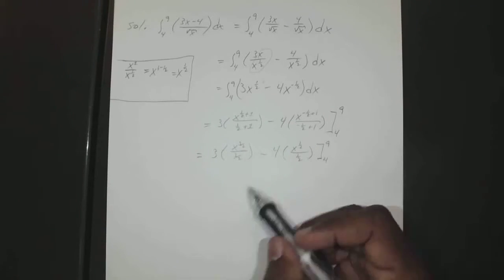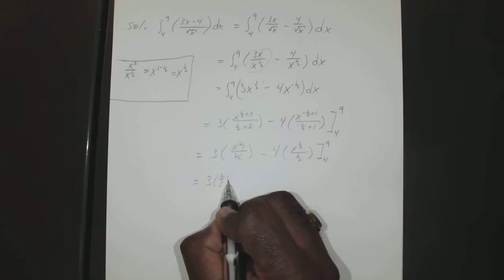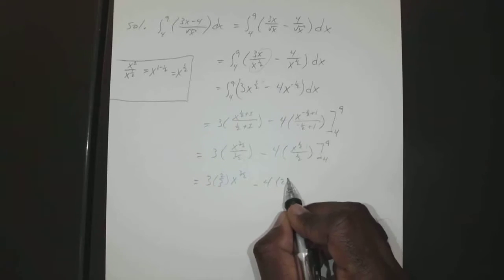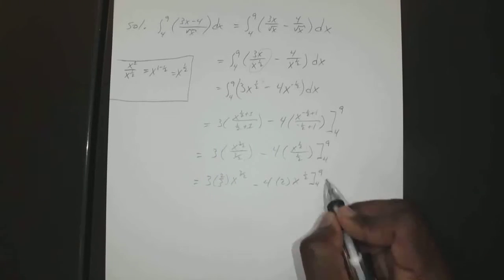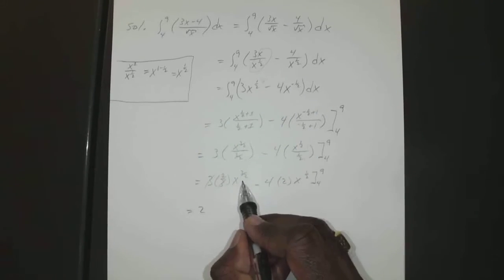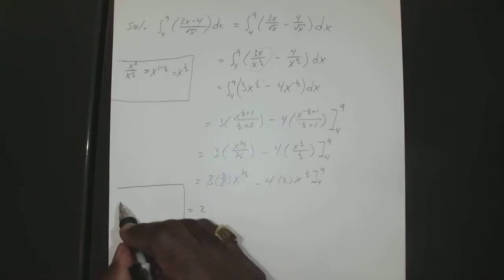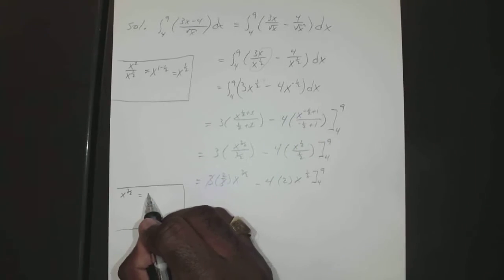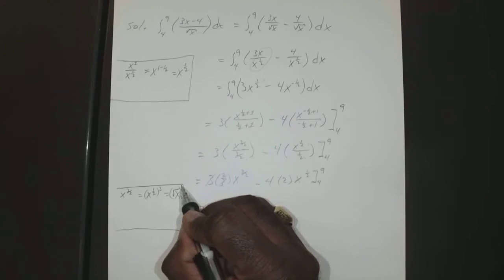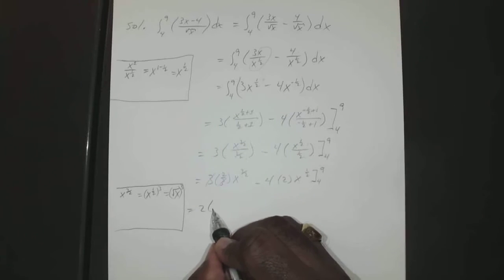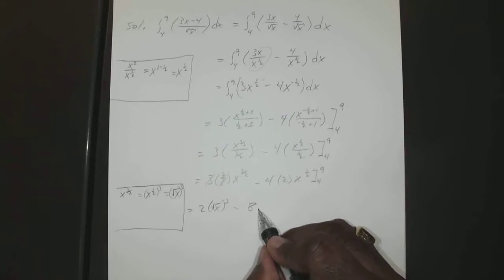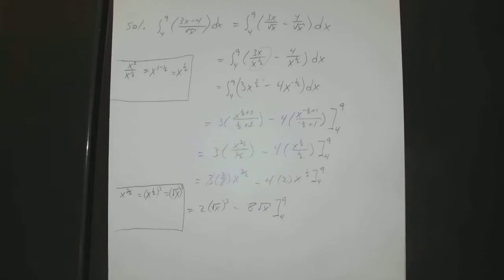Okay, so if you multiply the numerator and the denominator by 2 over 3, you get 3 times 2/3 times x to the 3 over 2, minus 4, multiply both of these by 2, 2 times x to the 1/2, from 4 to 9. Okay, these two 3's cancel out. So you have 2. And just a quick side note, x to the 3/2 power is just x to the 1/2 power times 3, which is square root of x to the 3rd power. So you have 2 times square root of x to the 3rd power minus 4 times 2 is 8 times square root of x. And that's from 4 to 9.